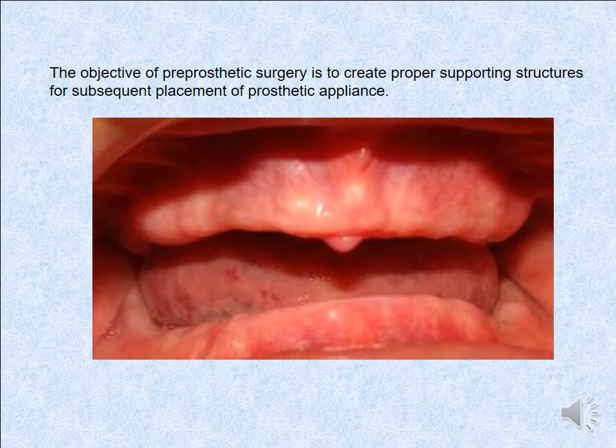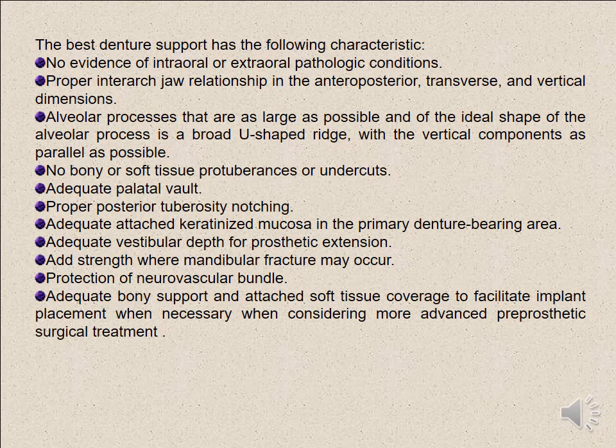The objective of preprosthetic surgery is to create a proper supporting structure for subsequent placement of a prosthetic appliance. أهم شيء في صناعة الدنشر هو good mucosa, good bony support to be stable, and a good retention of the denture. The base denture support has the following characteristic. هذه هي characteristic features of the denture base.